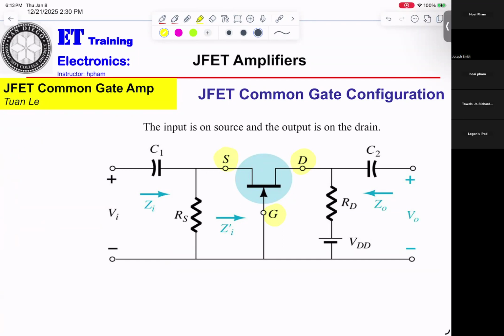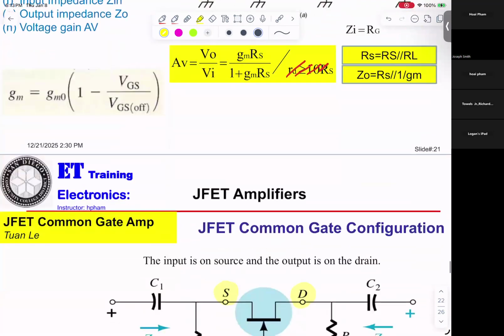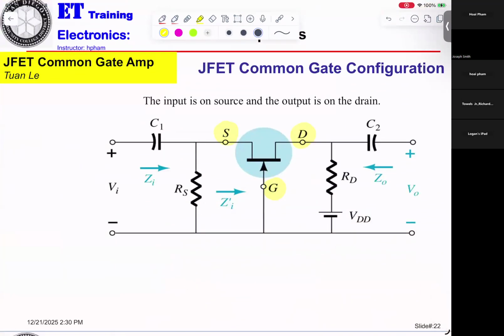Hey, Mr. Pham, where's the DC one for the gate? This is for the AC. Yeah, but where's the DC schematic for the gate? This is the AC drawing. I know, but where is the DC schematic? That is common gate, right here. This is the AC schematic. Where's the DC? Yeah, that's right, now that DC, but still here.